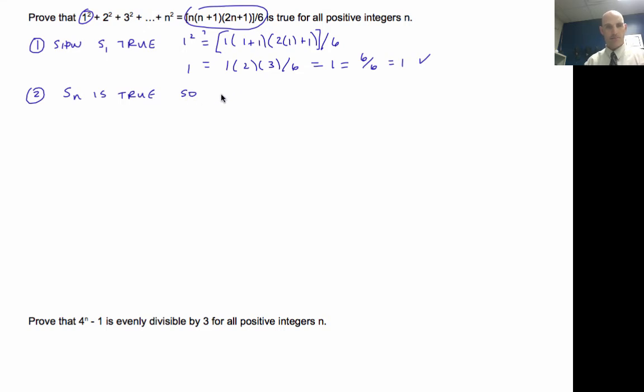So 1 squared plus 2 squared plus 3 squared plus dot dot dot plus n squared is equal to, now this is where it's tricky, I've got to substitute in. It's actually equal to n times n plus 1 times 2n plus 1 divided by 6. Keep your parentheses here. Okay, this is true. Step 3: show S sub k plus 1 is true.